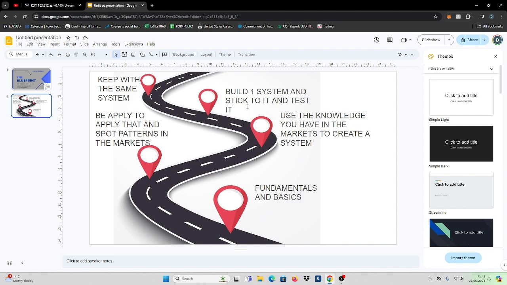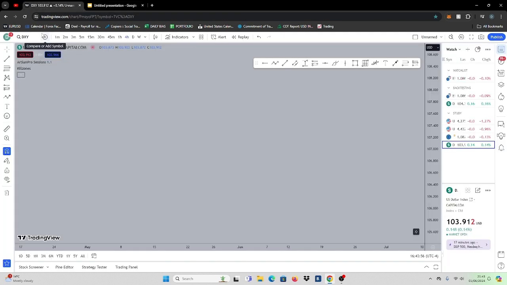And then the third point is to build, what I was talking about, build one system, stick to it and test it. I put one there because one is important. When I say build one system, stick to it and test it, you need to build one, okay? Because a lot of people build one and a month later they've got a new one. You can't judge a system's performance.